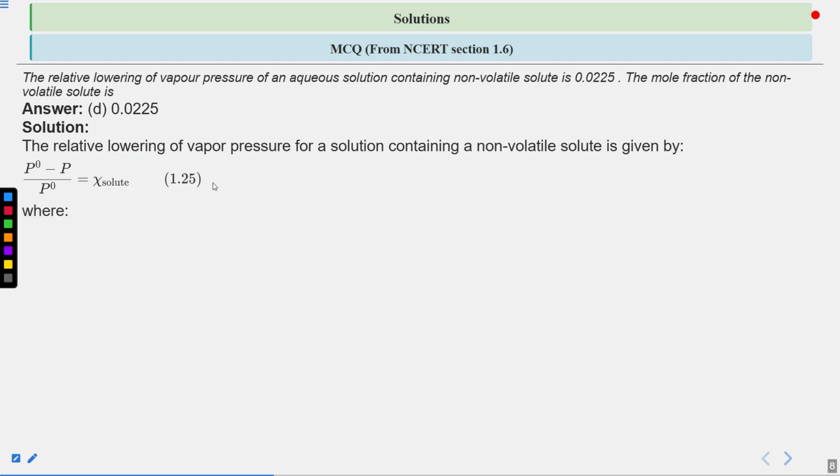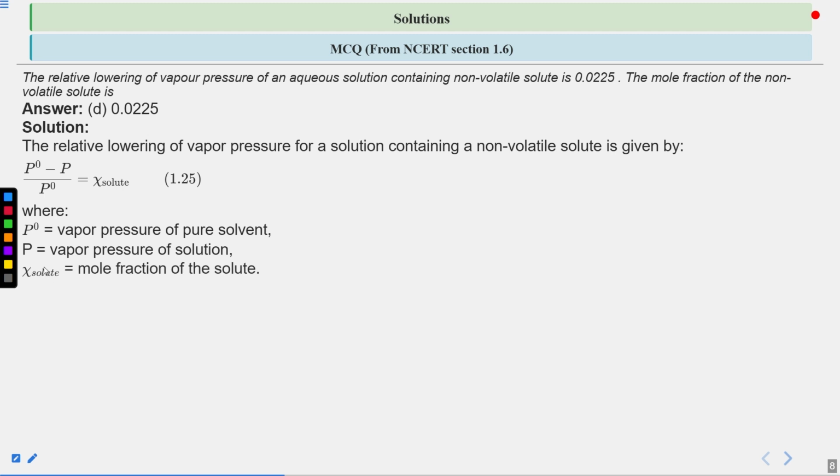Also, this equation is marked as 1.25 in our NCERT textbook in the chapter Solutions. Now, in this equation, P naught equals the vapor pressure of the pure solvent, P equals the vapor pressure of the solution, and chi of solute equals the mole fraction of the solute.